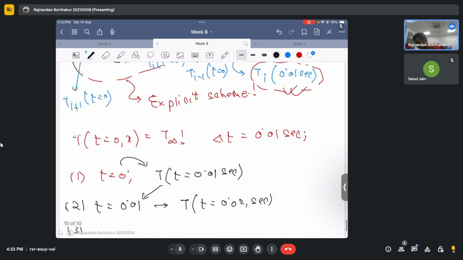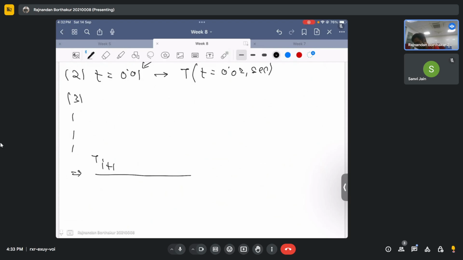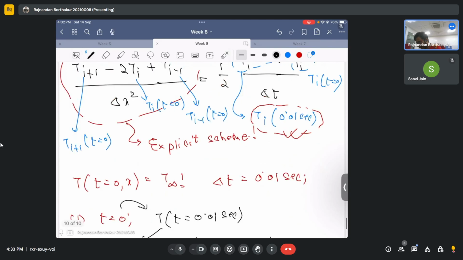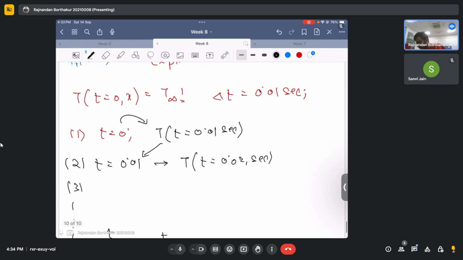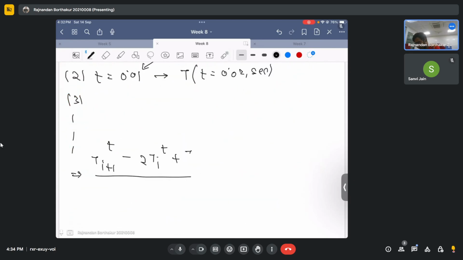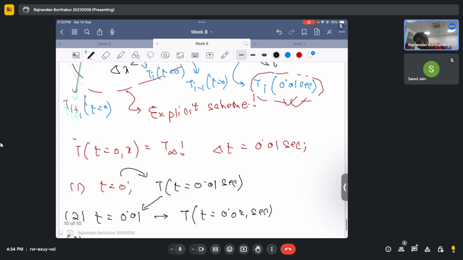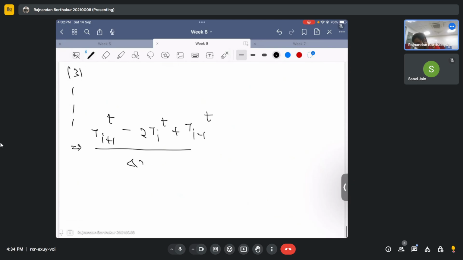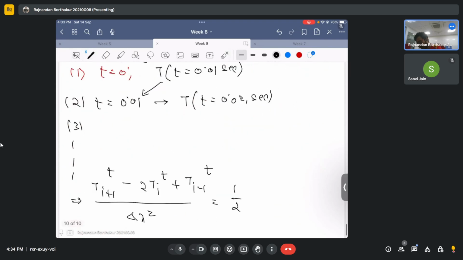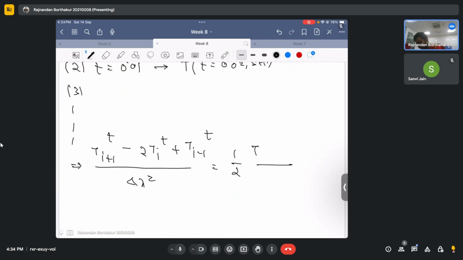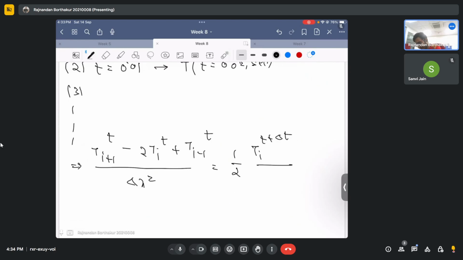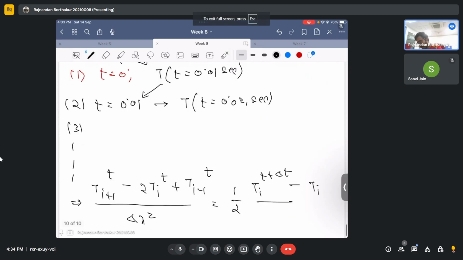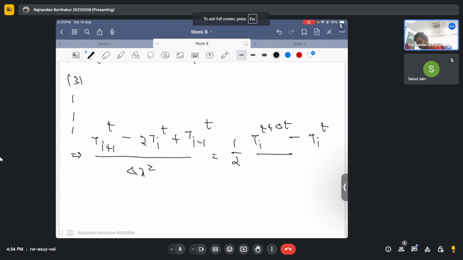This can be written as T of i plus 1 at time t minus 2 T of i at time t plus T of i minus 1 at time t, divided by delta x squared, and this is equal to 1 upon alpha times T of i at t plus delta t minus T of i at t, divided by delta t.